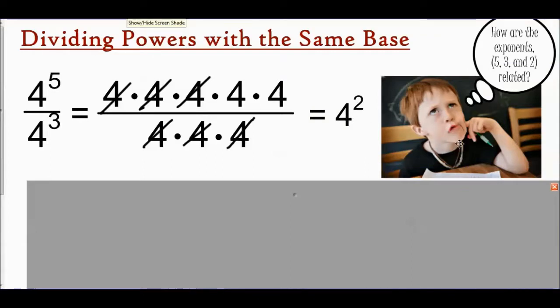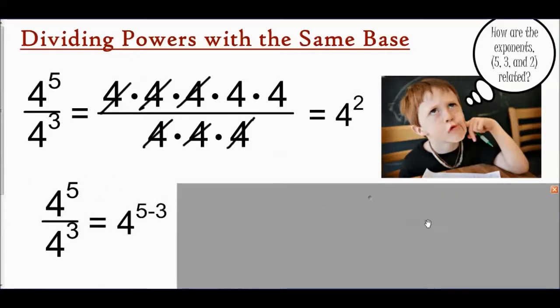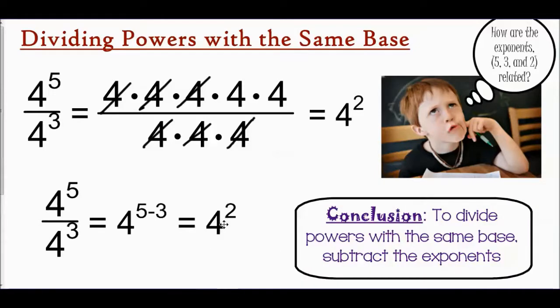So you are thinking, how are the exponents 5, 3, and 2 related? I have a 5 on top, a 3 on bottom, and I end up with an exponent of 2. And so the answer is you subtract those, and you probably saw that. 4 to the 5th over 4 to the 3rd is equal to 4 to the 5 minus 3rd power. You're subtracting the exponents. This makes sense when you relate it to something similar in multiplying powers with the same base. You added their exponents. With division, you are subtracting their exponents. So that would equal 4 squared.